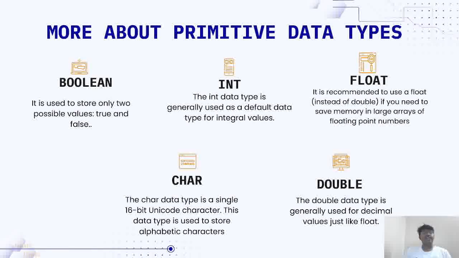Boolean data type. It is used to store only two possible values, true and false. Integer data type. The integer data type is generally used as the default data type for integral values. Float. It is recommended to use float if you need to save memory in large arrays of floating point numbers. Character. The character data type is a single 16-bit Unicode character. This data type is used to store alphabetic characters. Double. The double data type is generally used for decimal values just like float.